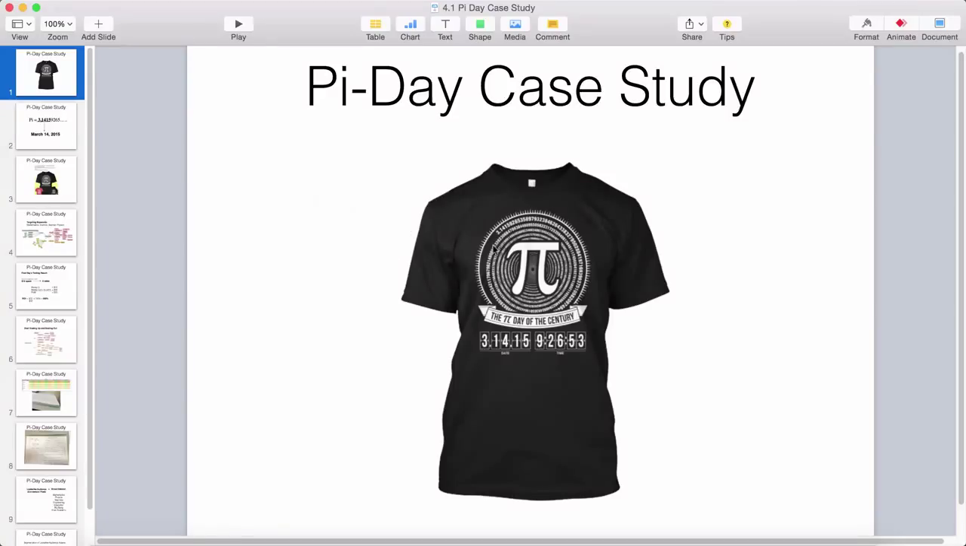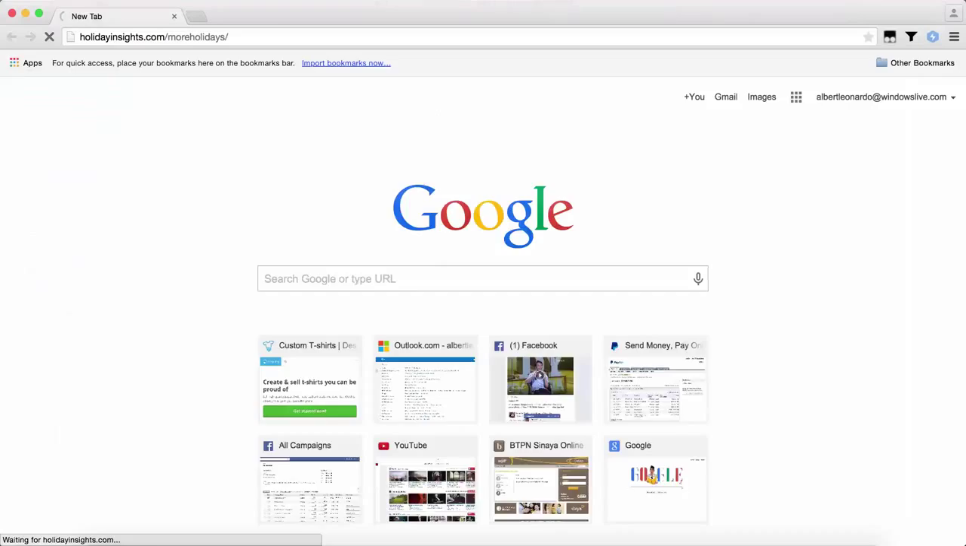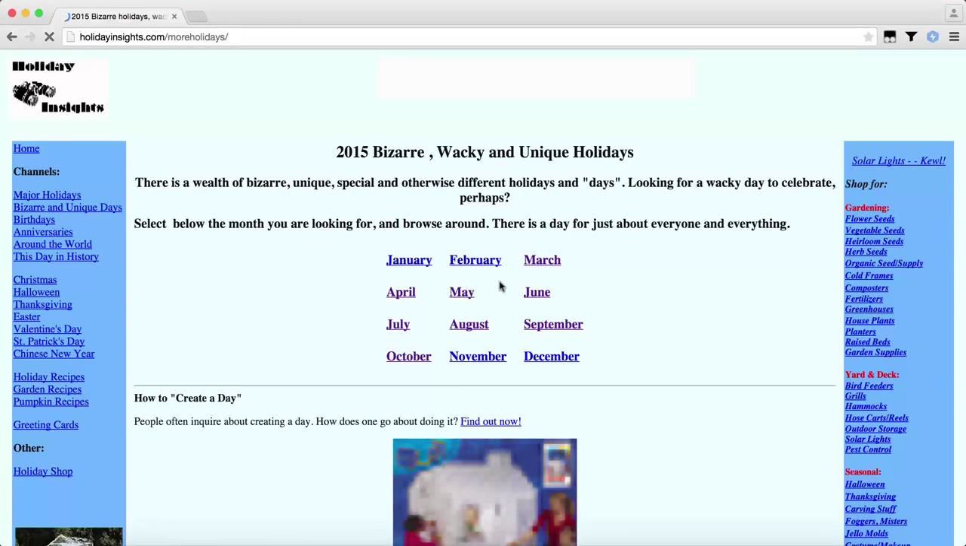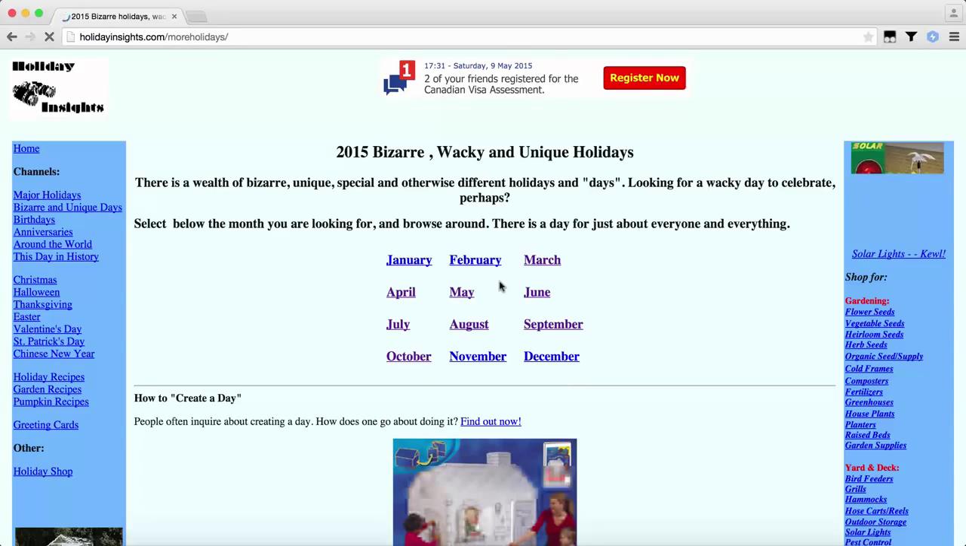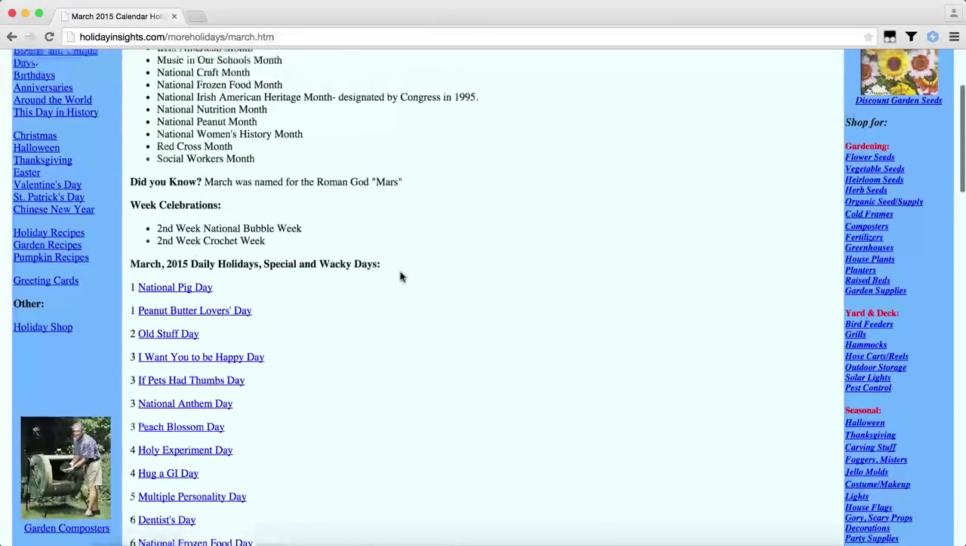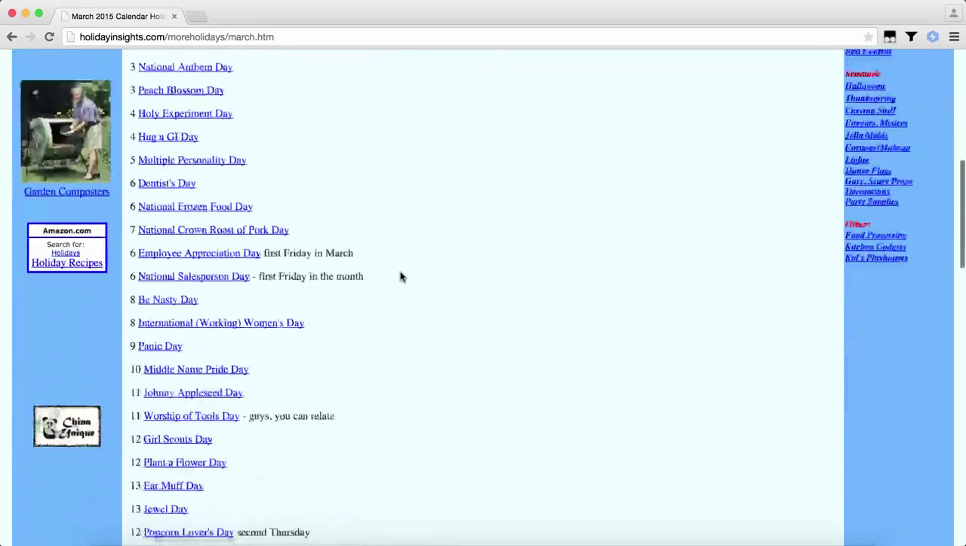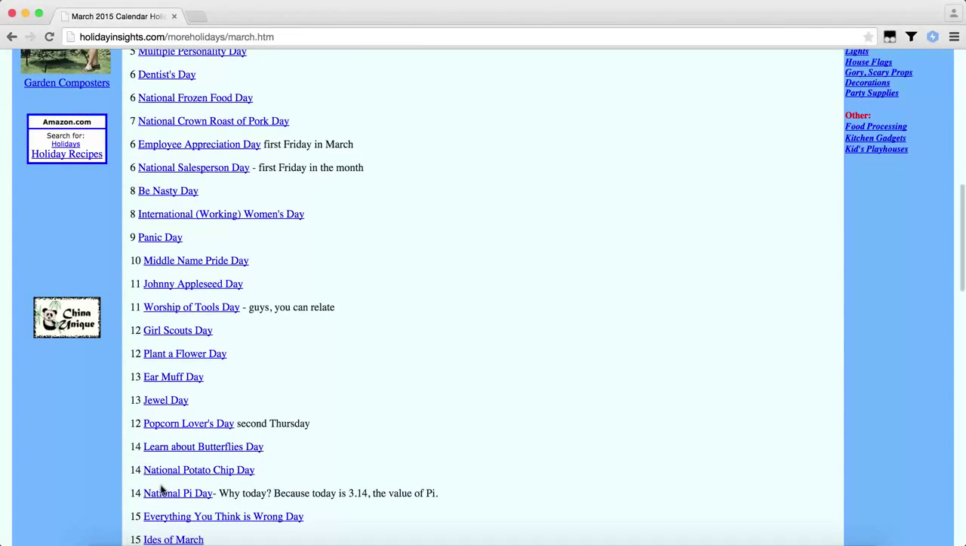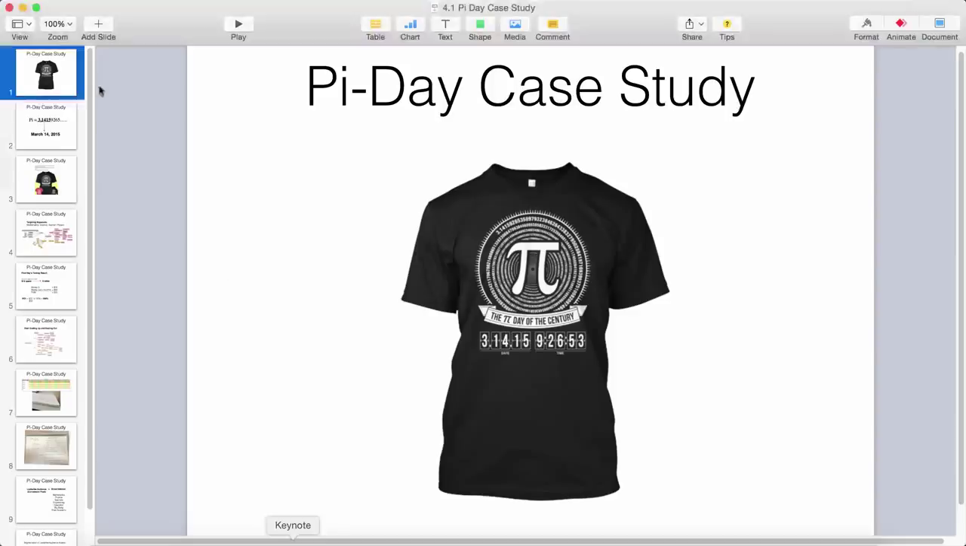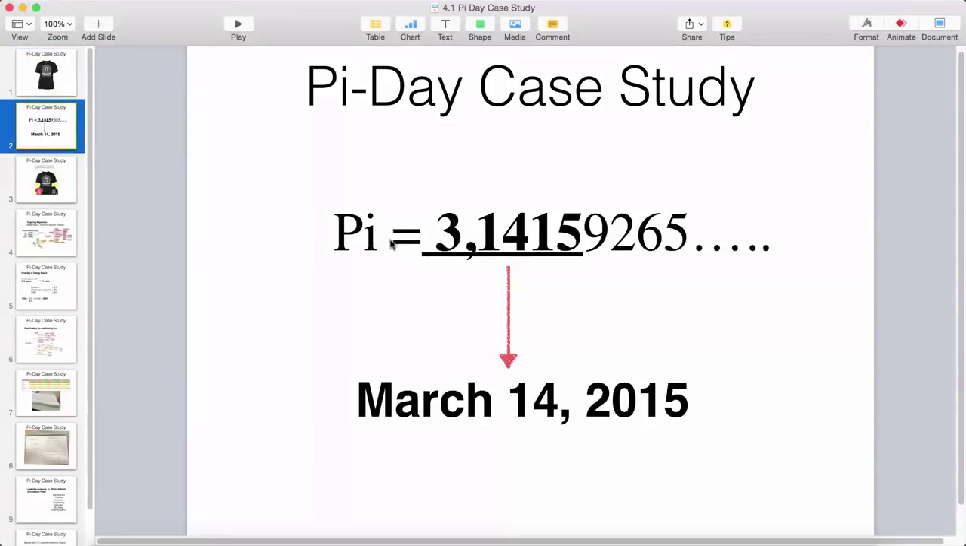So it was January. I found the Pi Day t-shirt idea from holidayinsights.com, and I was looking for a celebration 2 or 3 months ahead. Then I found this Pi Day here that was celebrated on March 14, 2015. Then I searched Google for more information. I found out that this year's celebration is very special because the Pi number is 3.14159 and so on, and it resembles the date March 14, 2015. So I think this is a very good trend to ride on.